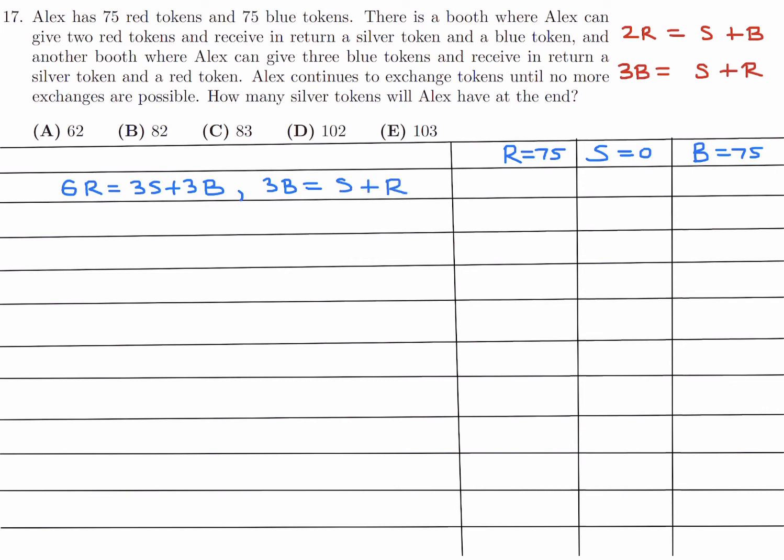So let's make a tally here. Initially I started with 75, but I used 6, so I'm down to now 69, correct? So I'll put that 69 in there. And then I got 3S and 3B, so this went up to 3 and this went up to 78. But then I used those 3B, so this went back down to 75, but then I got an S and an R, so this went up to 4, and this went up to 70.